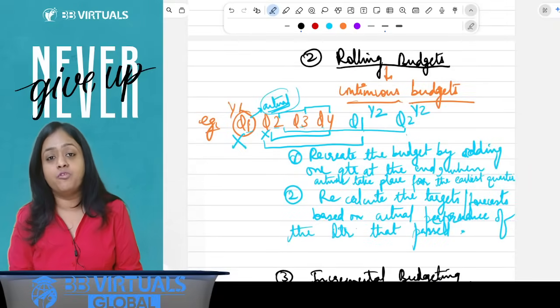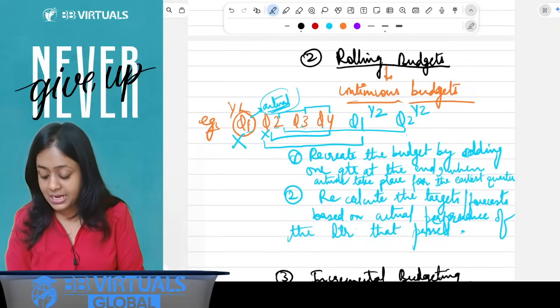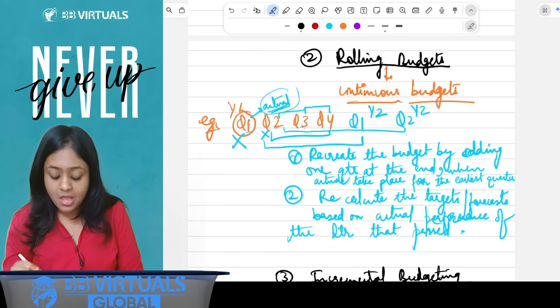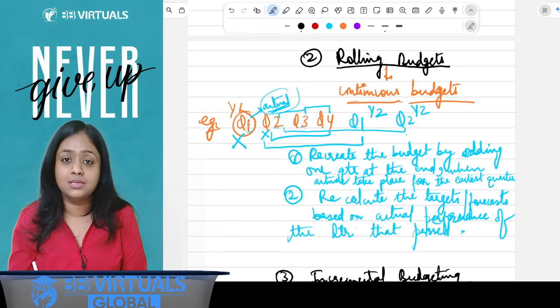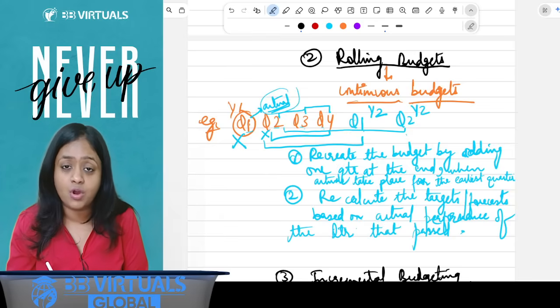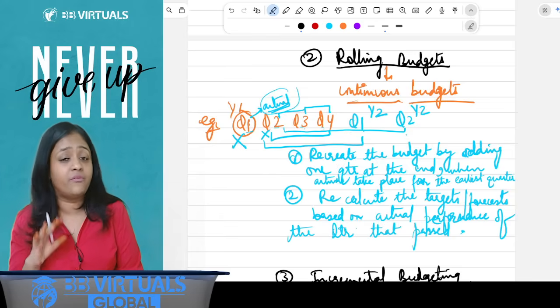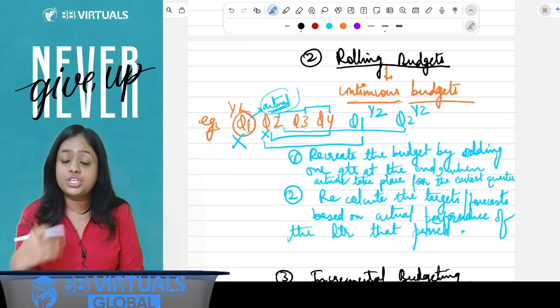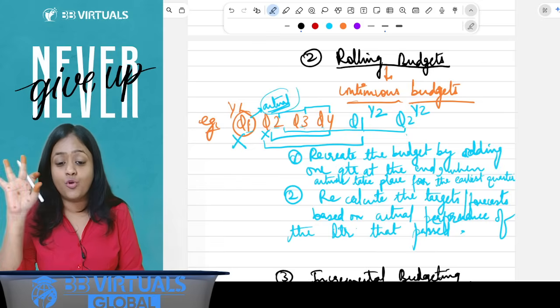Now, the second type of budget, which is again very popularly asked, is rolling budgets. They are also known as continuous budgets. So just remember, let's say if I have 4 quarters in the year, if quarter one of year one is now over and we have actual results, based on these actuals, we will change the forecast for the coming 4 quarters.